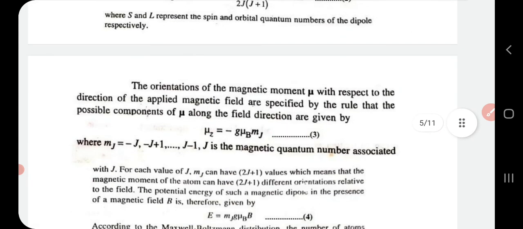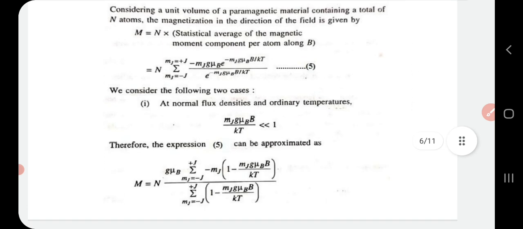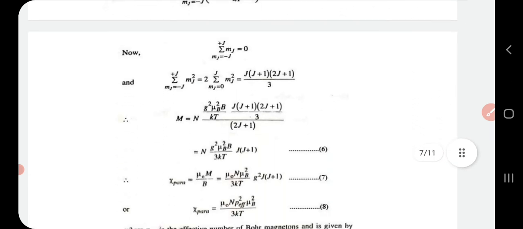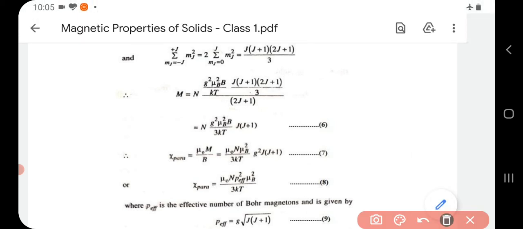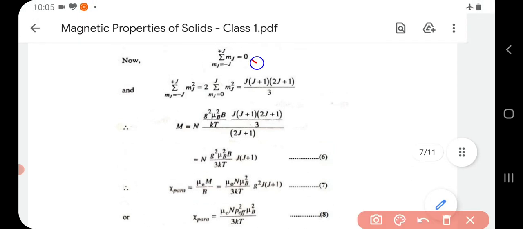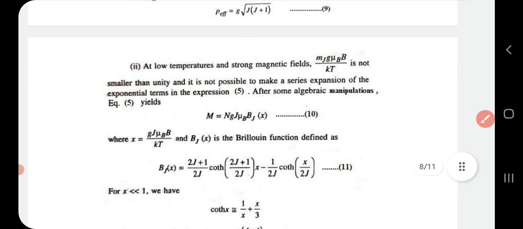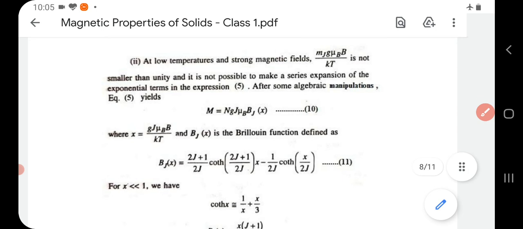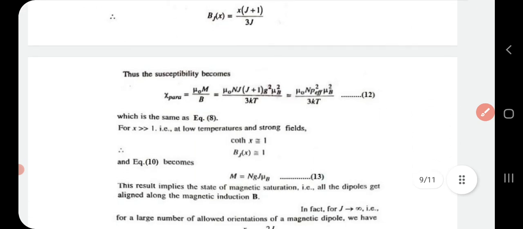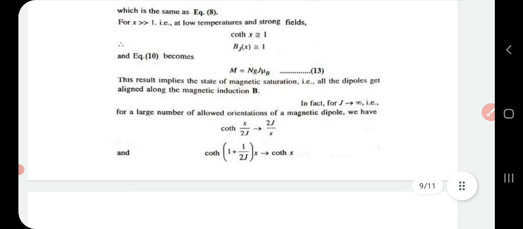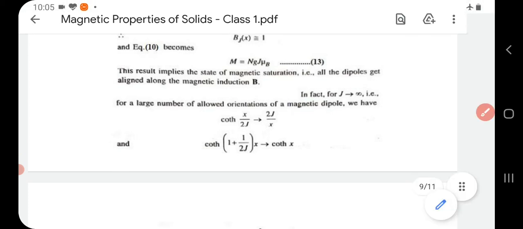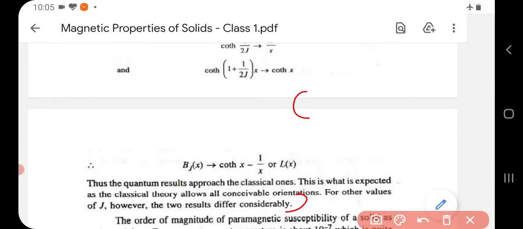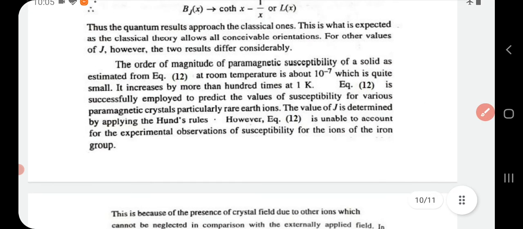There is not much confusing in the first two slides. Here also it's okay. Here in this slide you will have to study a few expressions. This one you will have to learn by heart, and everything else you can solve. It's very easy. Then this one, B_J(x), this expression also you need to study. Then the two cases when x is very small compared to 1 and x very large compared to 1. This section, as I said, you can skip from here. Okay, the last paragraph you can write.